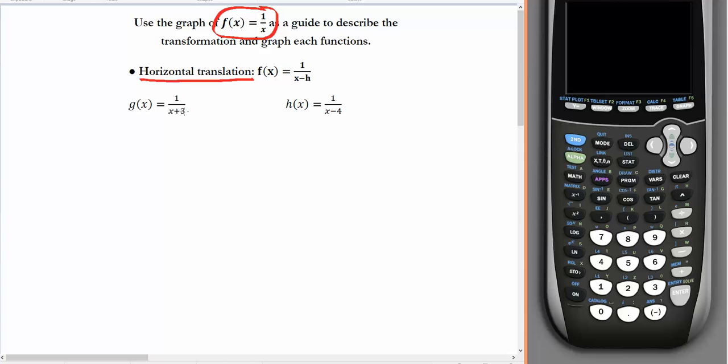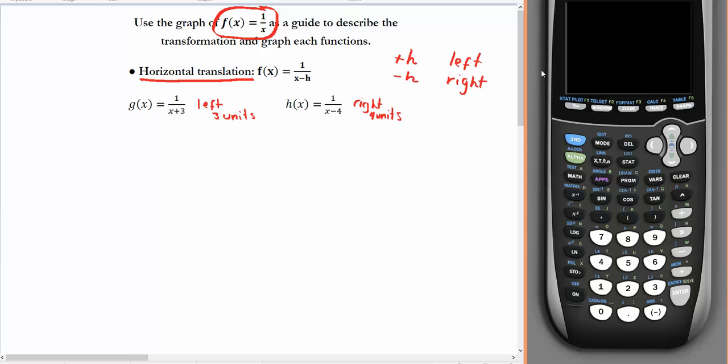So in this case, a plus 3 and a minus 4. If it's plus h, then it's going to move to the left, and if it's minus h, it's going to move to the right. So I expect this one, because it says plus 3, to move to the left 3 units, and this one, because it says minus 4, to move to the right 4 units. Now let's go ahead and sketch them and see what this looks like.